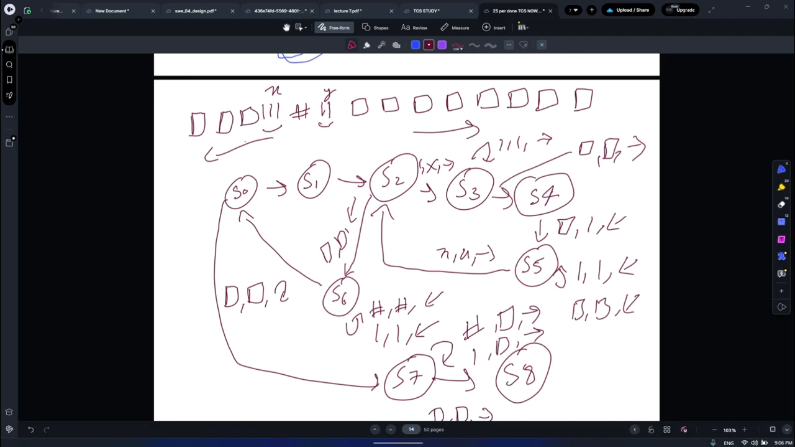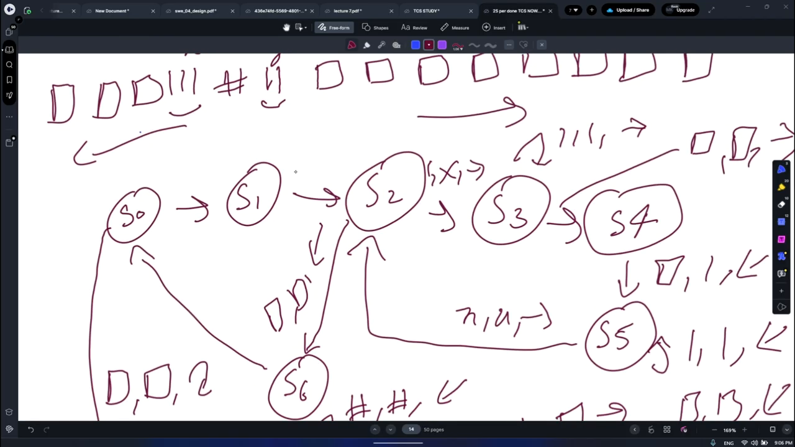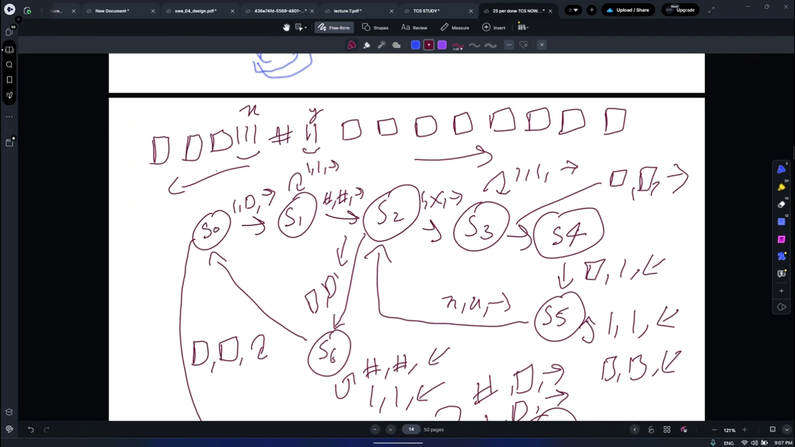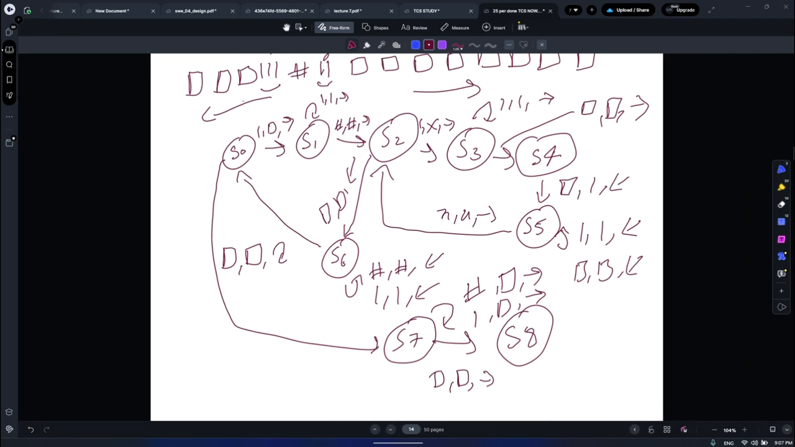And when it comes to S2, it reads a hash and it keeps it a hash and then it goes right. And when it stays on its own, it reads a 1 and it goes right. And in the case of this, it reads a 1, it reads this and it goes right. And that's the complete states of our Turing machine.